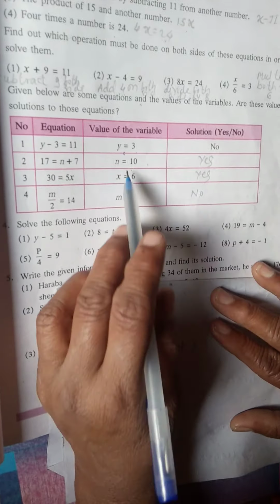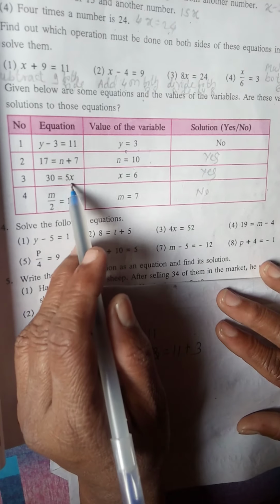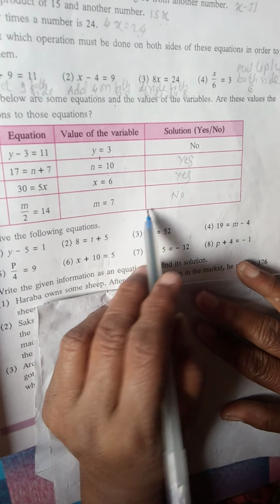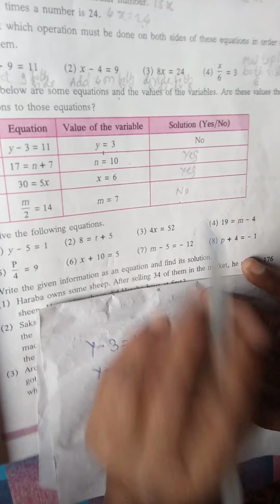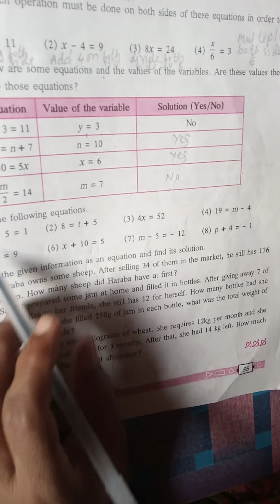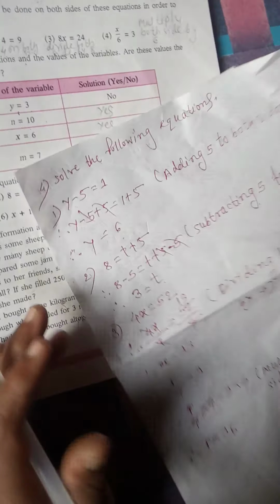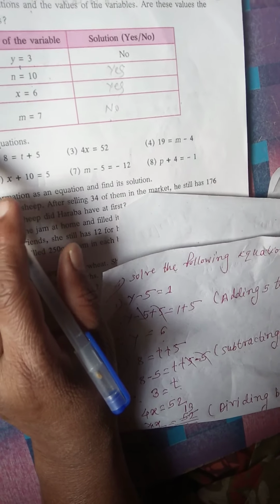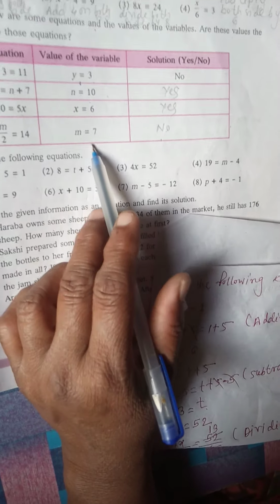So here n is equal to 10. Yes. 30 is equal to 5x is equal to 6. Yes here. m by 2, multiply by 2: 14 into 2 is 28. The answer is not correct. Write here no. Next, solve the following equations. Here some equations are given, and solve this one. Multiply by 2, 14 into 2 is 28. The answer is 28, not this.